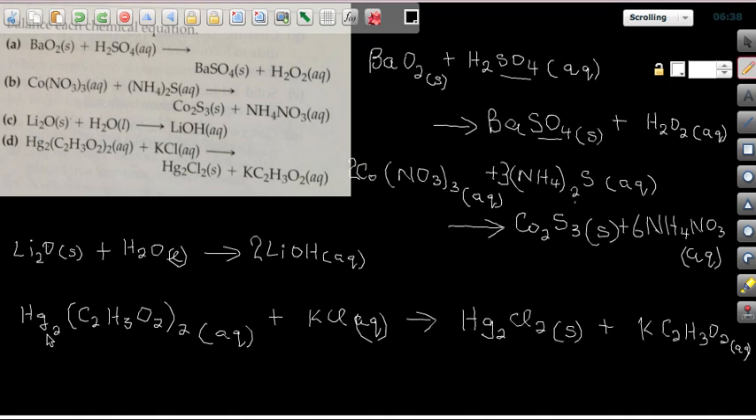Mercury acetate. 2 acetates here. I see that the acetate has not broken, so the entire group of acetate, I will try and balance them together. So I will do that by putting a 2 right in front of potassium acetate. That means potassium becomes 2. So I go back here and balance the potassium. That means chloride is 2. Already have 2. Mercury is already 2. So it's all balanced.